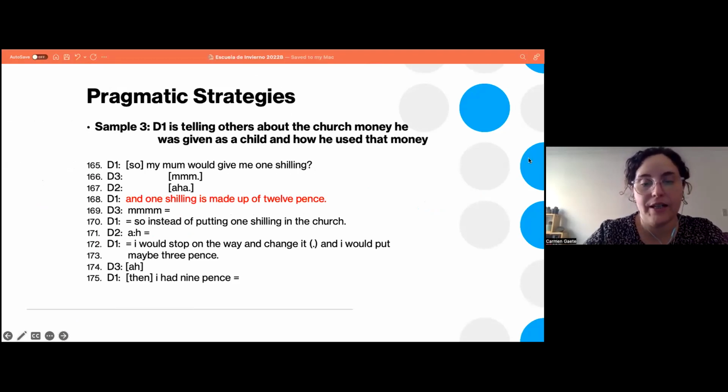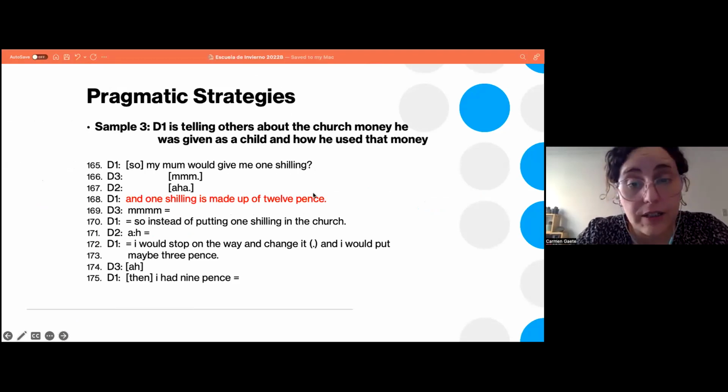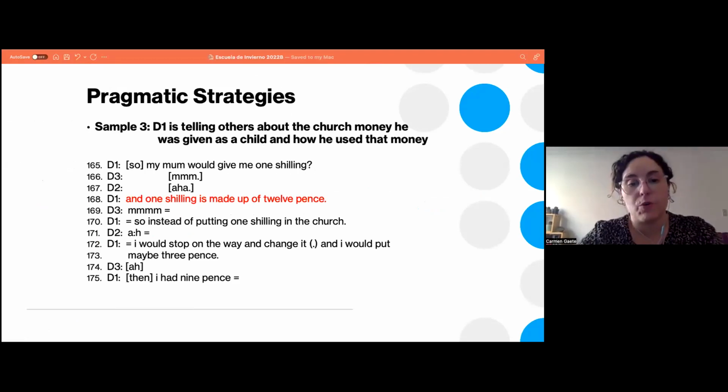This is a different conversation. This is a more informal conversation. So D1 is telling others about the church money he was given as a child and how he used that money. D1 is perhaps the only person who can be described as a native speaker. He is from Nigeria, but he speaks other languages as well.